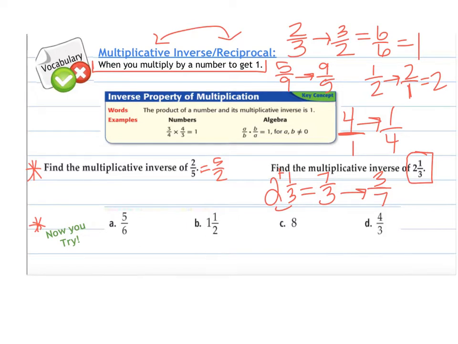So the multiplicative inverse of 5/6 is going to be 6/5. The multiplicative inverse of 1 and 1/2, well, I'm going to rewrite this. 2 times 1 plus 1 is 3/2, so the multiplicative inverse would be 2/3. 8 is the same as 8/1, so the reciprocal would be 1/8. And then 4/3, the reciprocal would be 3/4.